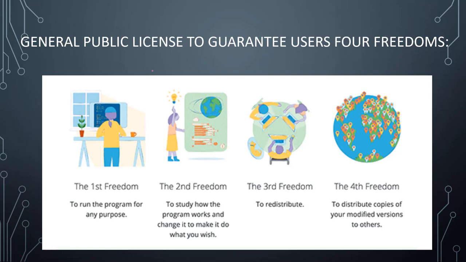So GPL licensing guarantees us four types of freedom, and this was the most crucial part of the whole WordPress software. A lot of developers have contributed to WordPress over a period of time. That's why WordPress became a huge success, and the credit goes to this GPL licensing. The first freedom that this GPL gives us is to run the program for any purpose.